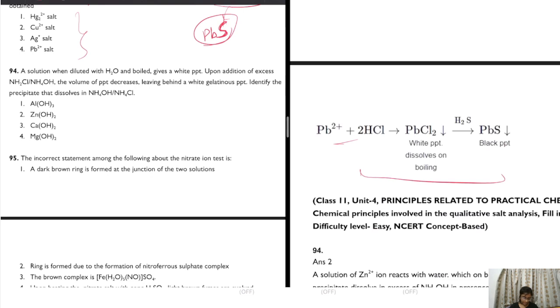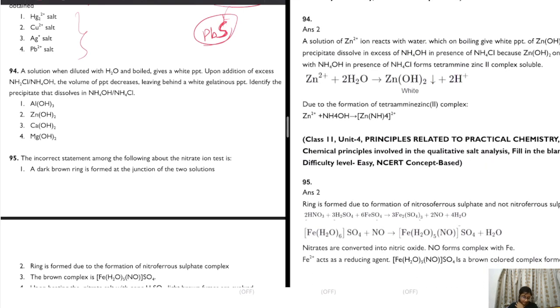Now let's see the next question. A solution when diluted with H2O and boiled gives a white PPT. Upon addition of excess NH4Cl and NH4OH, the volume of PPT decreases, leaving behind a white gelatinous PPT. Identify the precipitate that dissolves in NH4OH, NH4Cl.